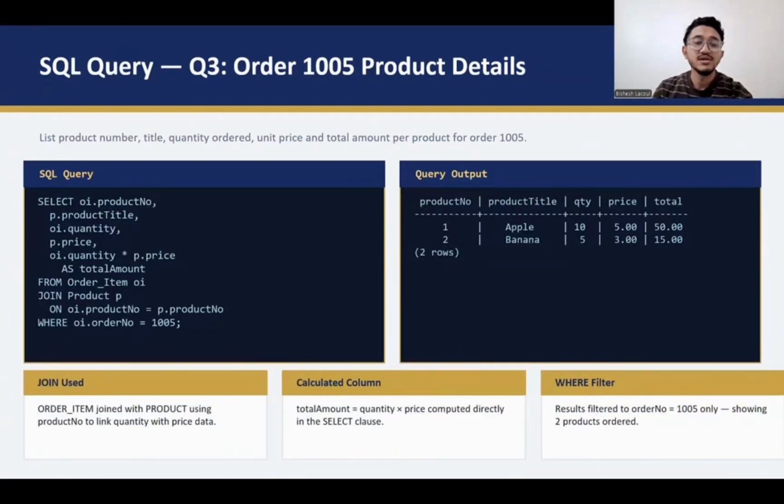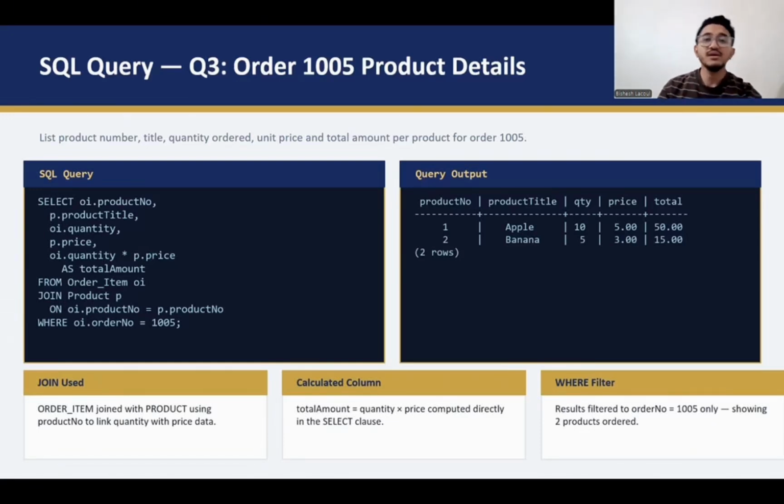Here we have the SQL query. Now I will explain one of the SQL queries from part D of our project. This task asks us to list the product number, product title, quantity ordered, unit price, and the total amount for each product in order number 1005.